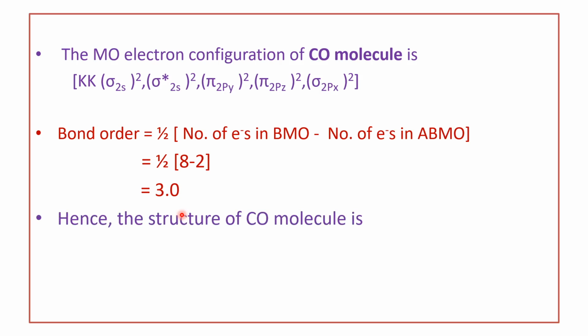So let us see the structure of the carbon monoxide. We can draw the structure of the carbon monoxide as there is a triple bond between the carbon and the oxygen. And as there is a triple bond between the 2 atoms, it consists of one sigma bond and two pi bonds, right? So this is the structure of the carbon monoxide molecule, which is having a triple bond with one sigma and the two pi bonds.